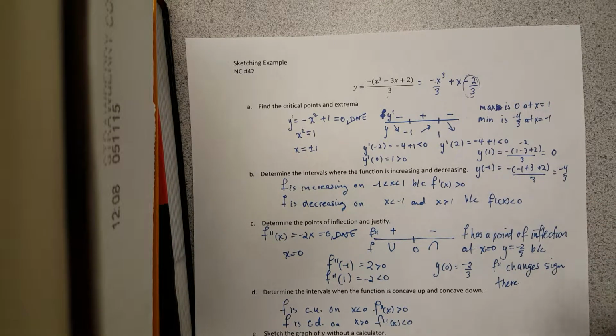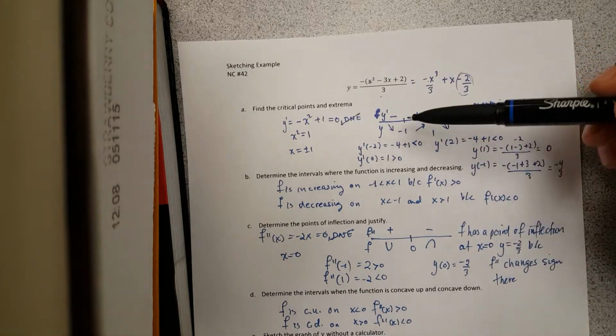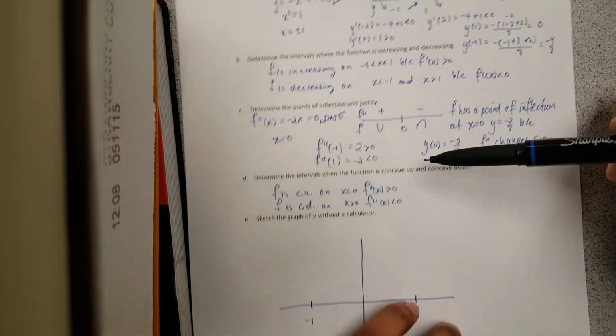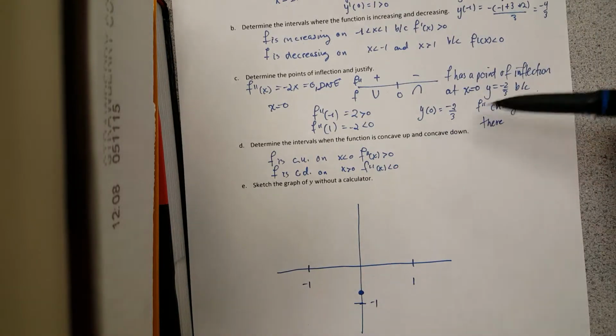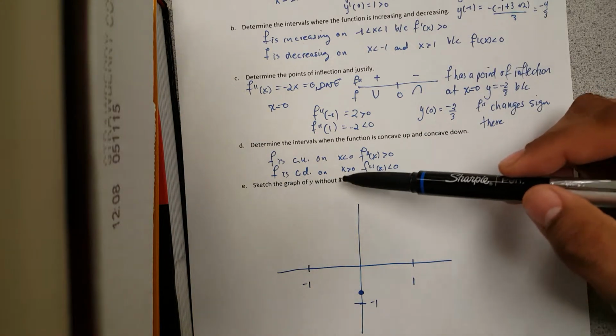All right, we're gonna go ahead and continue this. It's gonna be the second portion to this activity. So we've already determined the critical points, extrema, the intervals increasing, decreasing, the points of inflection, and we've also determined where it's concave up and concave down. Okay, so it says sketch the graph of y without a calculator.